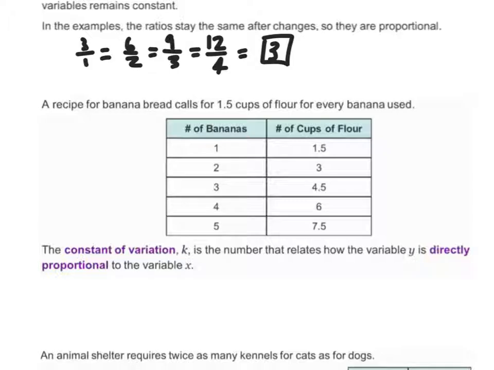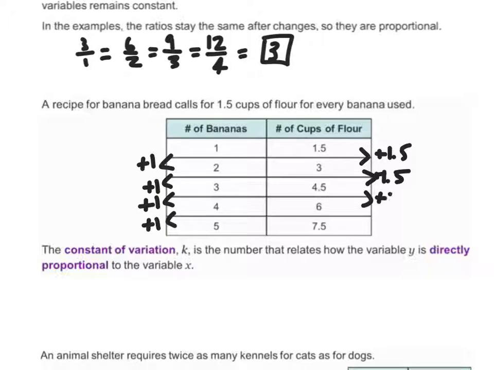Now, there's a couple of different things we can notice here. The first thing I notice is that as x increases by 1, the y values increase by 1.5. And that's just something I'm drawing from looking at this pattern. I'm going, okay, well, what's going on here? Now, here's the other thing.